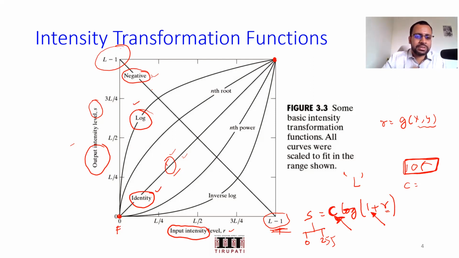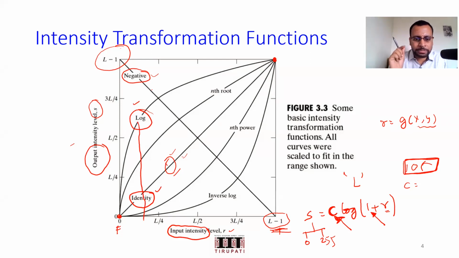For log, lower intensity values are getting mapped to a larger range of higher intensity values. Right. And it's the inverse in the case of inverse log. Very good. Correct. Look at this. Consider, for example, this.